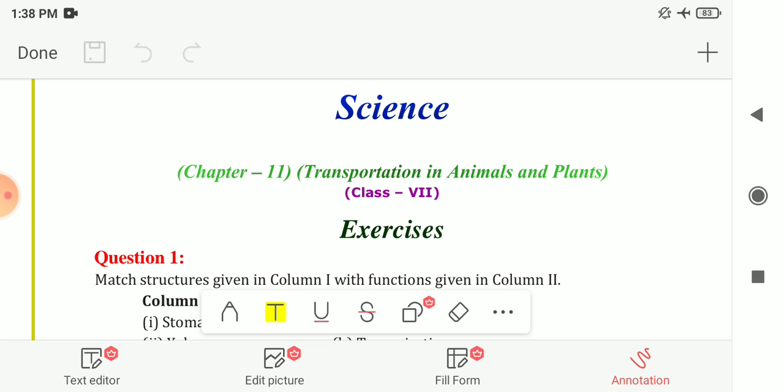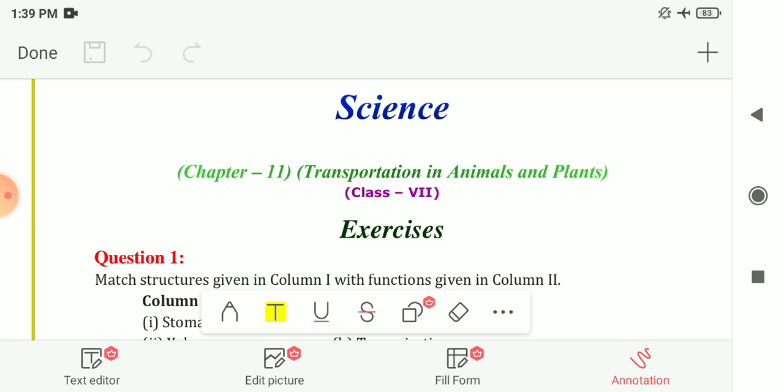Then we had seen that the blood consists of plasma, RBC, that means red blood cells, WBC, that means white blood cells, and platelets. Next we had seen that the red color of the blood is due to the presence of a red pigment which is known as hemoglobin. And we had also seen the function of these different blood cells in our body.